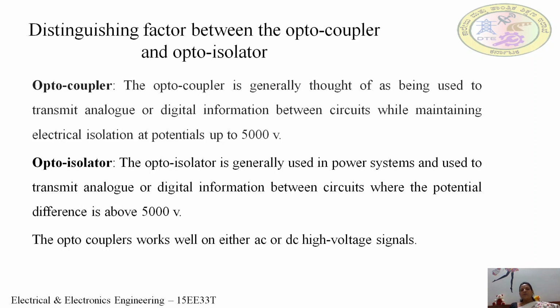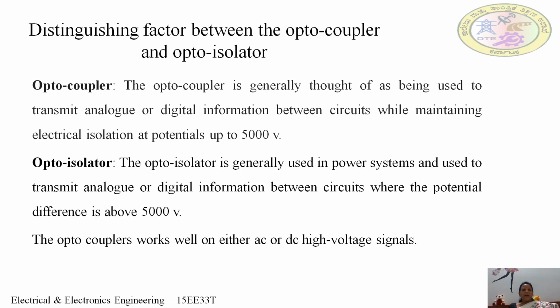Now, before getting on to the working of optocoupler, we need to know the distinguishing factor between the optocoupler and optoisolator. Optocoupler is also known as an optoisolator, but there is a very slight difference between them. Optocoupler is generally thought of as being used to transmit either analog or digital information between two circuits, while the electrical isolation is maintained at potentials up to 5000 volts.